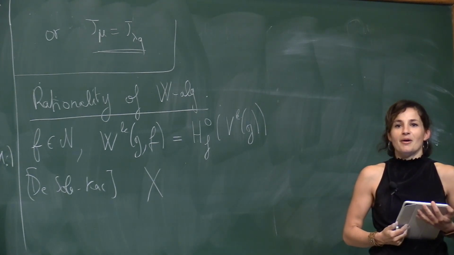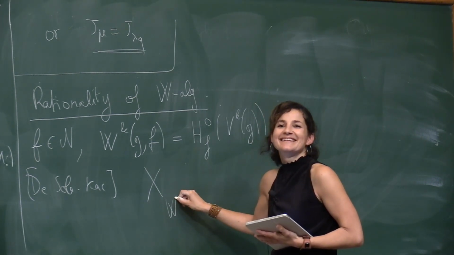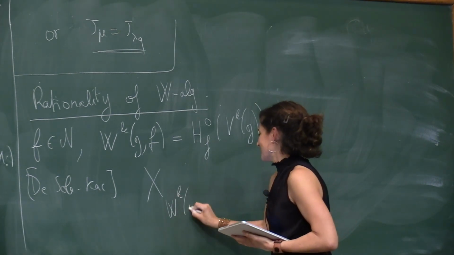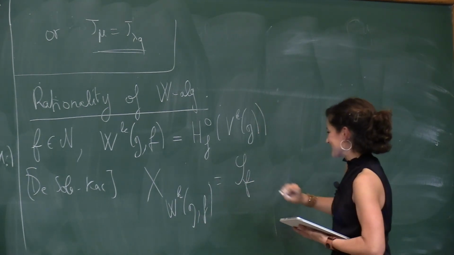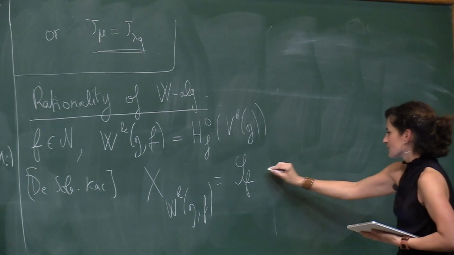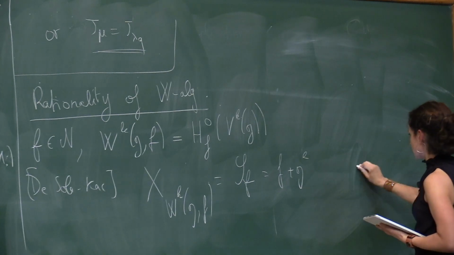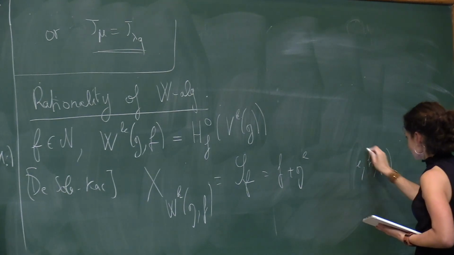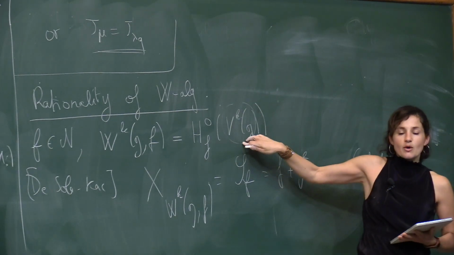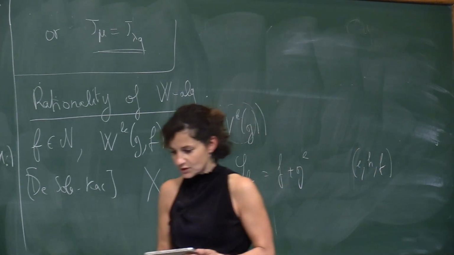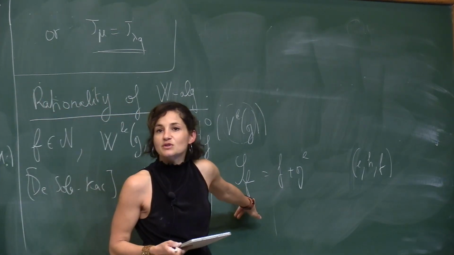is a Slodowy slice associated with F. So here I embed F into an SL2 triple. So here I explain the associated variety. Here is g* with the constant Kirillov-Kostant-Souriau Poisson structure, and here the Poisson structure is obtained by Hamiltonian reduction from it.